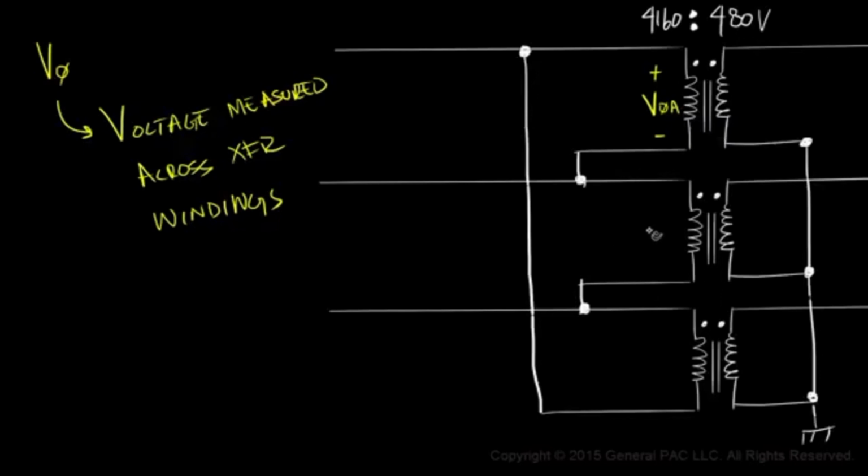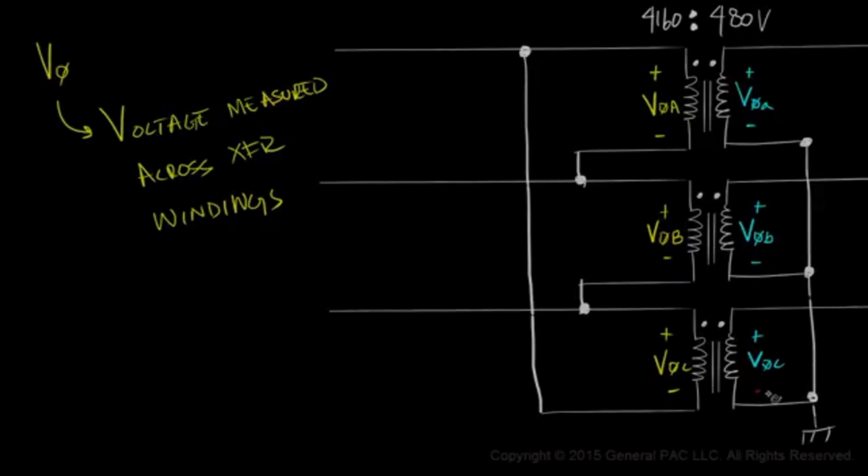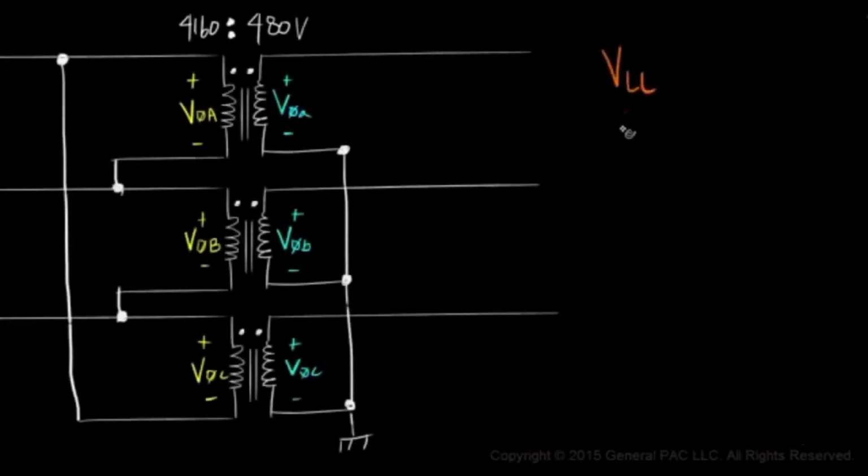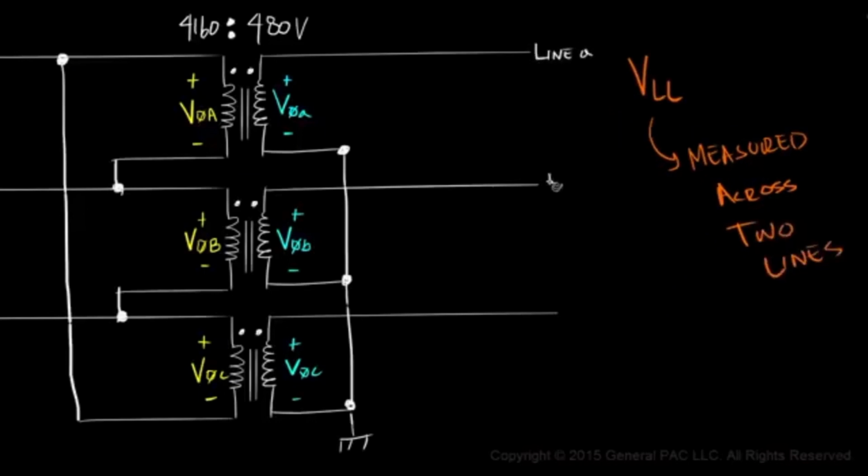So we have the primary phase A voltage, primary phase B, and primary phase C voltage. On the secondary side we illustrate the secondary phase A voltage, secondary phase B, and secondary phase C voltage. Line to line voltages, however, are measured across two lines: across line A and line B, from line B to line C, and from line C to line A.